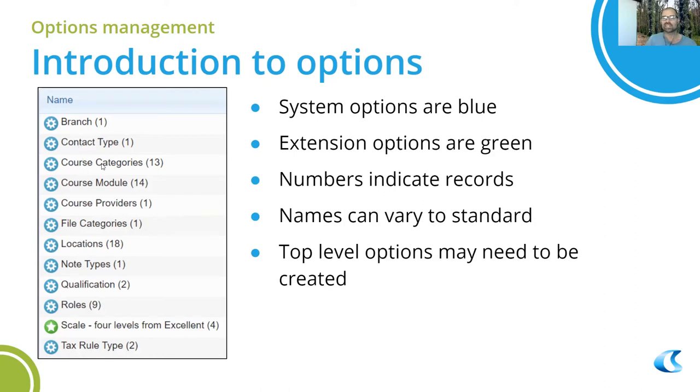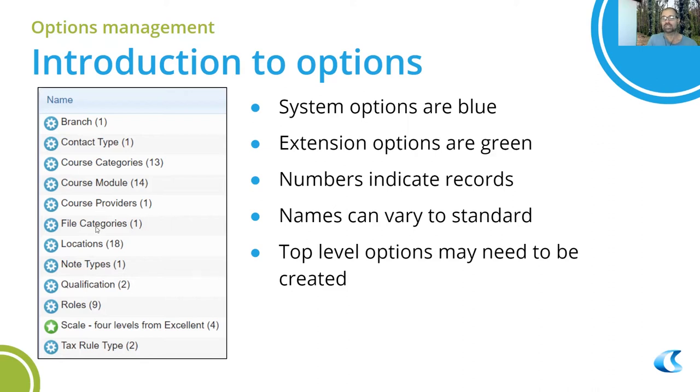Course categories, these are the names of the courses that you deliver. The course modules define the units of competency that you're authorized to deliver by training.gov.au. Course providers is usually just one of those. That's for a high level license to be able to have multiple course providers within the same course sales instance.